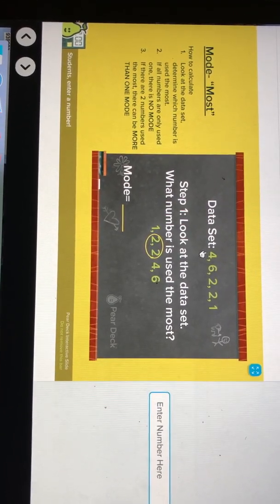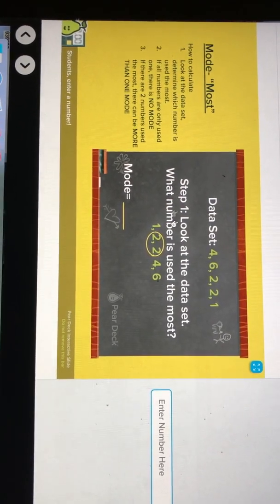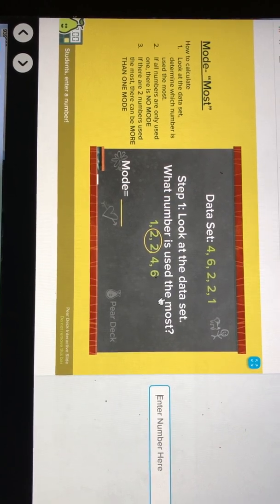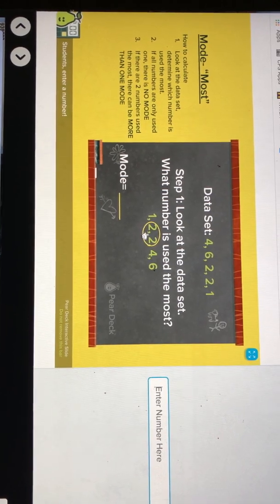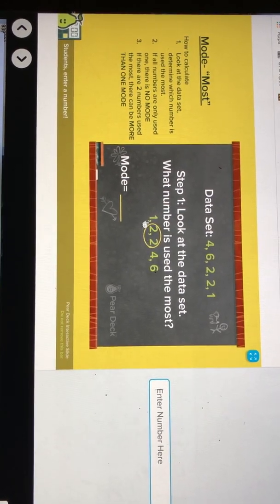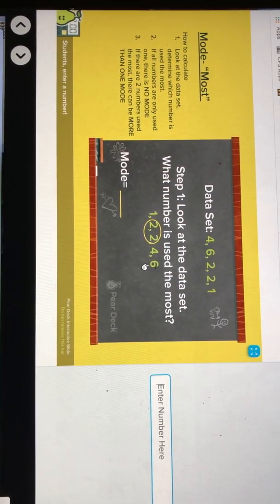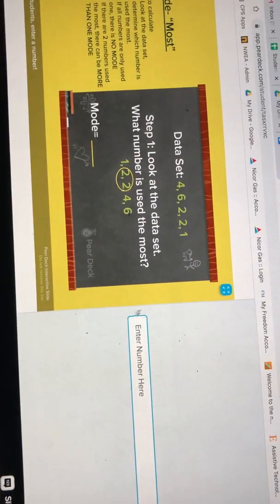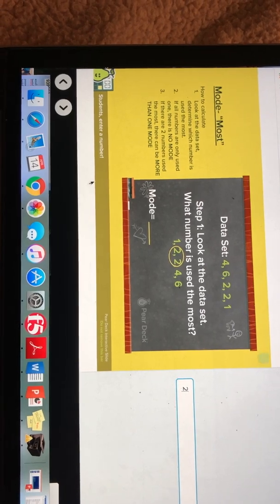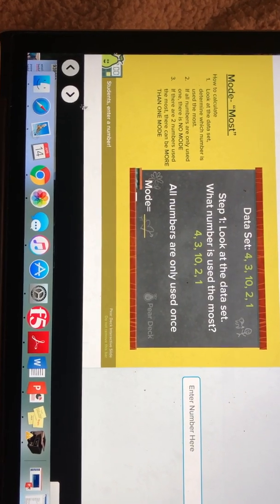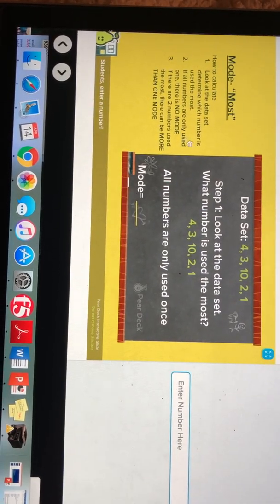Here's our data set, 4, 6, 2, 2, and 1. Step number 1, look at the data set. What number is used the most? I do see the number 2 used twice. The number 1 is used once, the number 4 is used once, the number 6 is used once, so our mode is 2 because it is used twice. So 2 is our answer. Let's look at the next example. Remember, our steps are on the side to refer to.